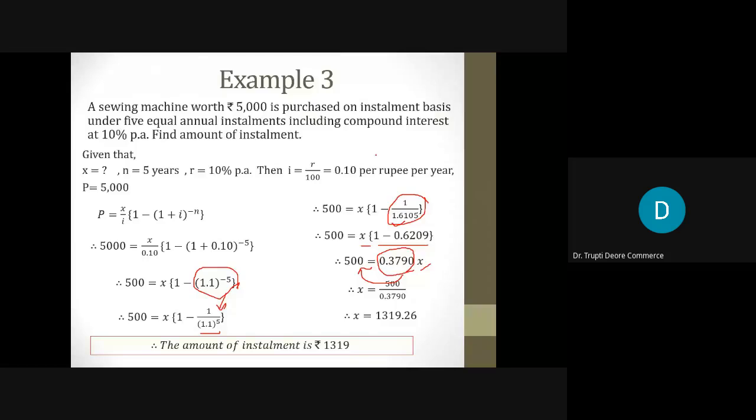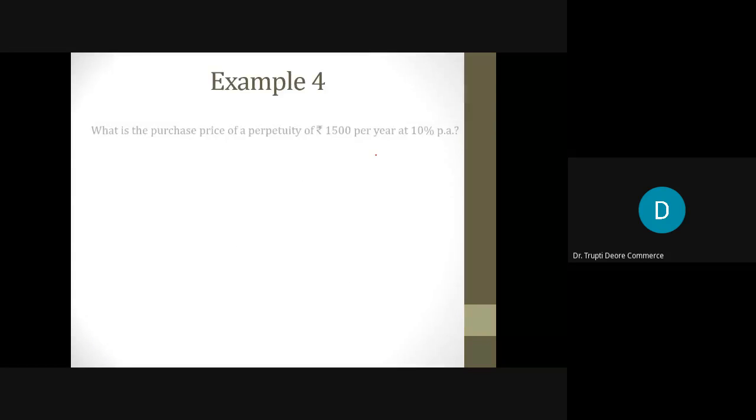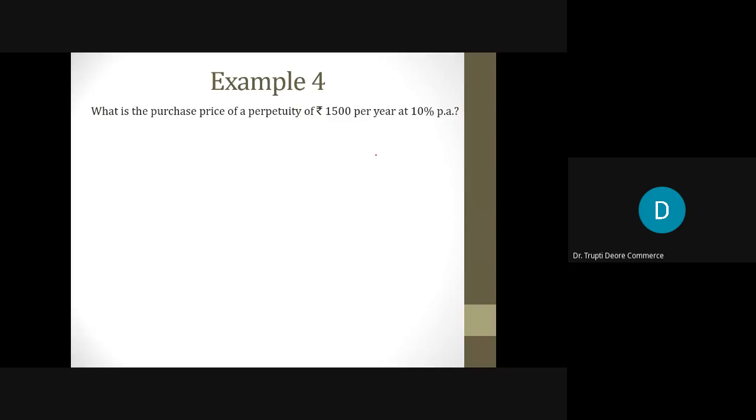Yes, good. Now let's move forward. Write this example. What is the purchase price of a perpetuity of rupees 1500 per year at 10% per annum? Now here is a perpetuity. Perpetuity means succession. So we use a short formula. What is given? 1500 per year. So it is the amount of installment, that is X, periodical installments. And rate is given 10% per annum. It's R. We have to convert R into I.